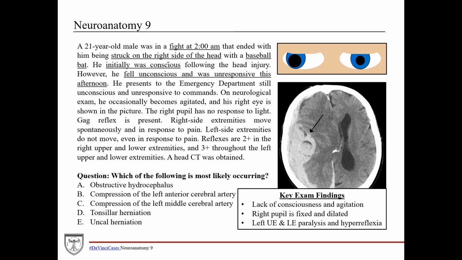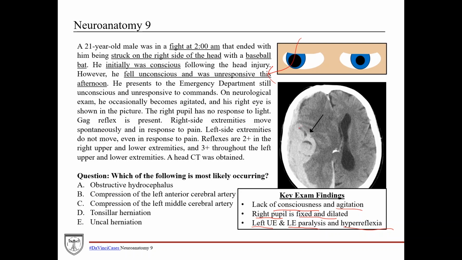It's a good chance he had a skull fracture at that, given that it was a baseball bat. He was initially conscious, then he fell unconscious and unresponsive, and that's continued here in the exam. If you look at here, on exam, he has a lack of consciousness, and he also has agitation. The right pupil is fixed and dilated and also in this down and out position. And then he's also got, on the left side, left upper and lower extremity paralysis and hyperreflexia.